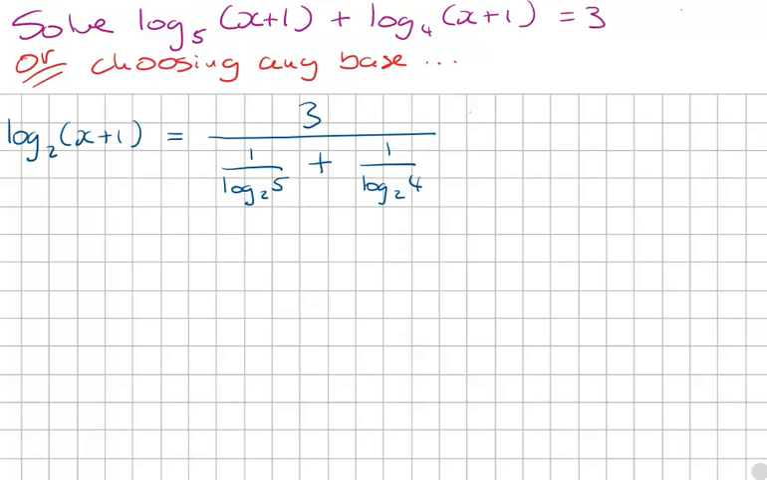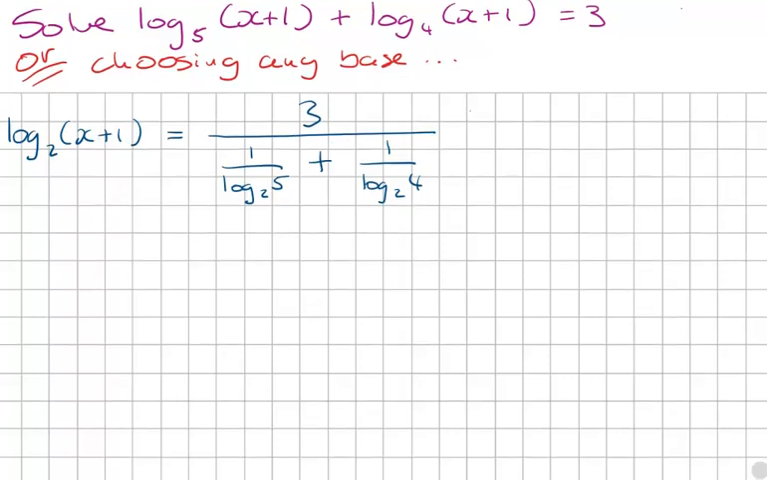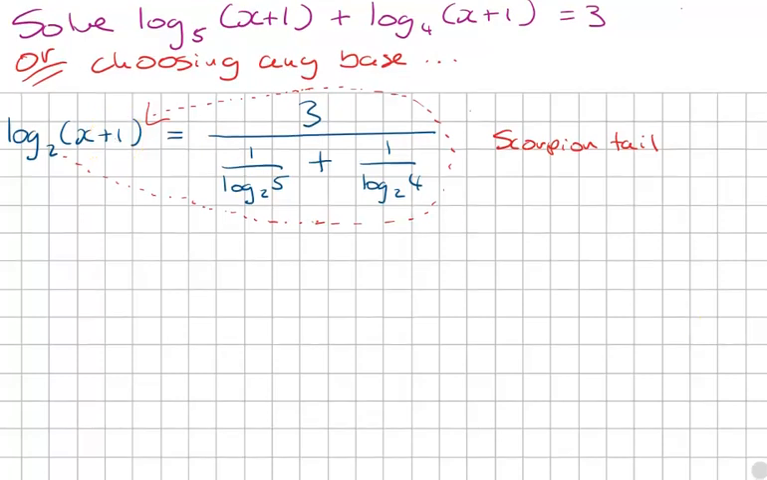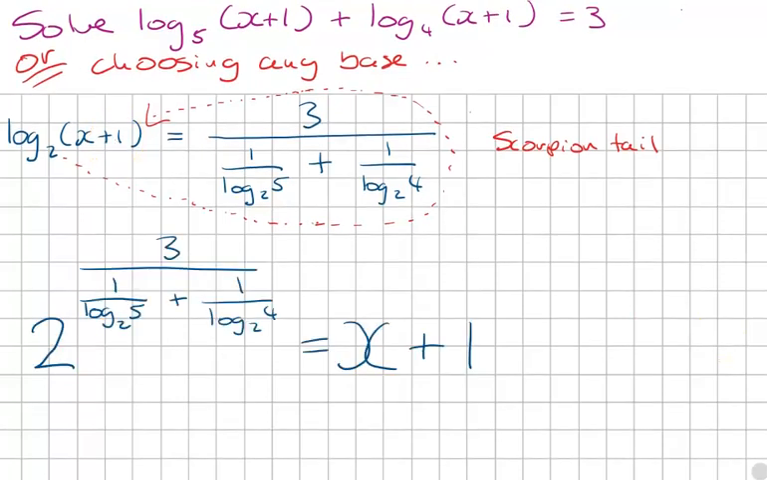So this is just from the previous slide. I haven't done anything here. Using the scorpion tail method, we get 2 to the power of 3 over (1 over log base 2 of 5 plus 1 over log base 2 of 4) is equal to x plus 1. And then just putting that into the calculator, being very careful because it's quite messy, you get 9.3403 is equal to x plus 1. Subtracting the 1, we get 8.3403.